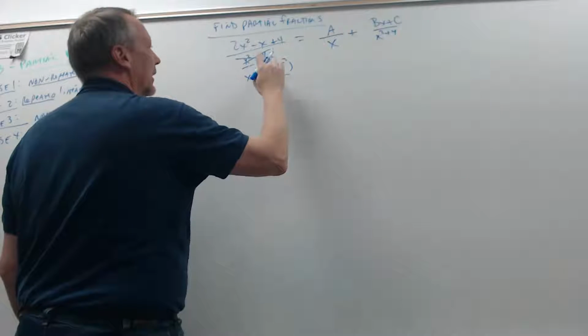Like, just do an x next to case 1. So x times x minus 1, that would be an example. And then this would be x cubed, x squared times x minus 1. This would be x times x squared plus 1, because you can't factor that.